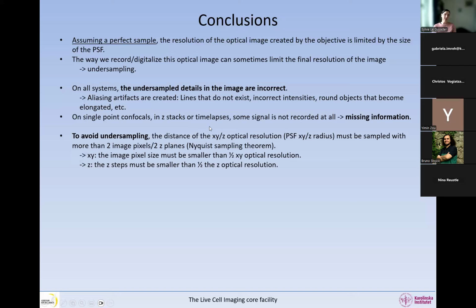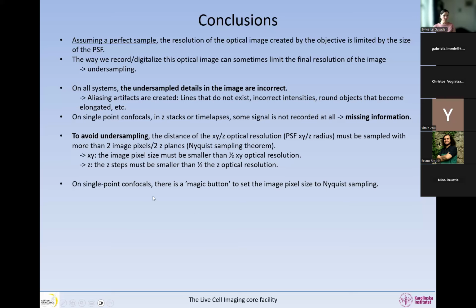The XY optical resolution or the Z resolution must be sampled by more than 2 image pixels or 2 Z planes in Z. Okay, this is what the Nyquist sampling theorem is. So we must cram 2 pixels in this distance of the optical resolution, the radius of the PSF. So in XY, the image pixel must be smaller than half of the XY optical resolution, and in Z, the Z step must be smaller than half of the Z optical resolution.